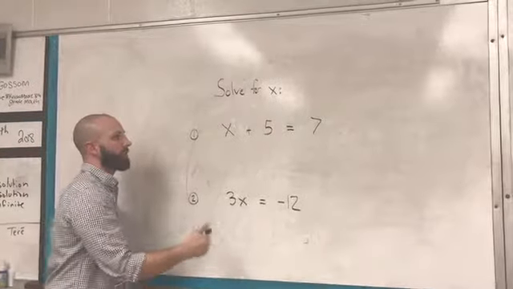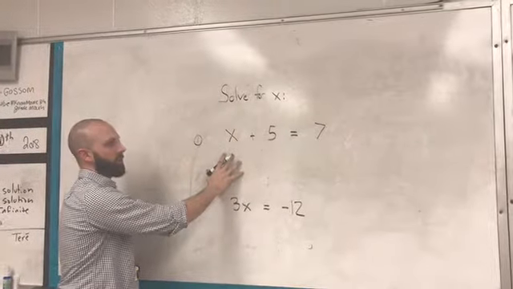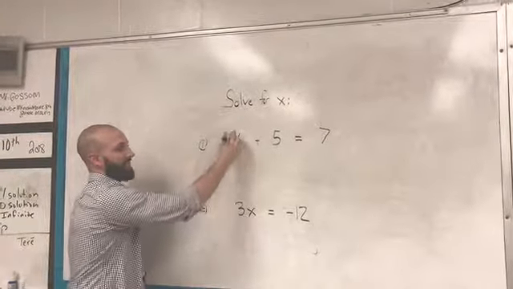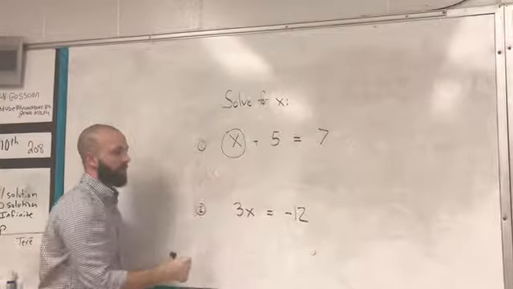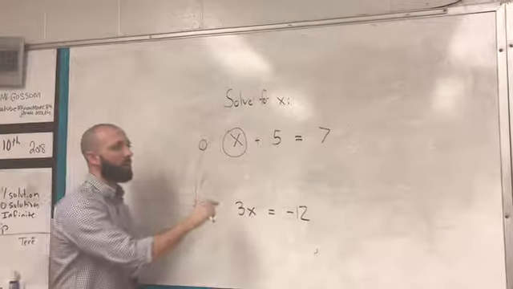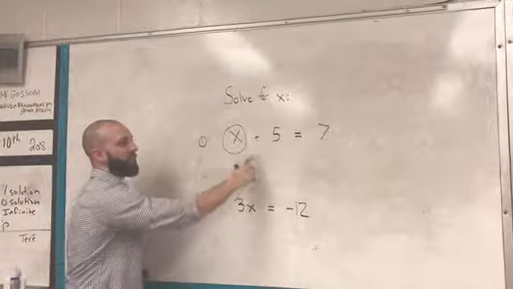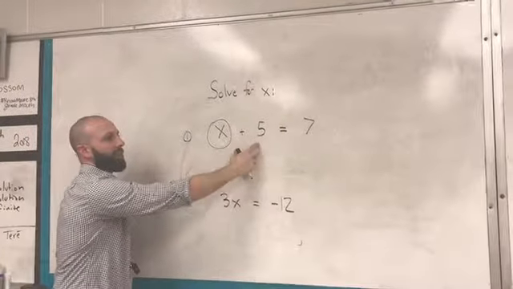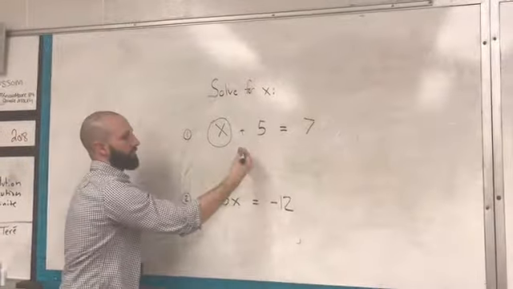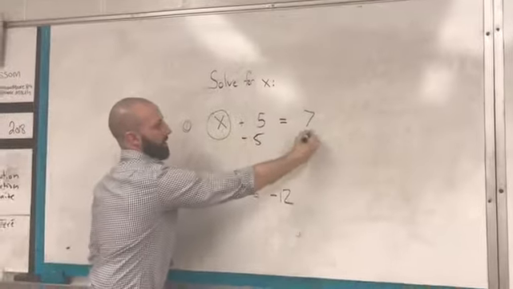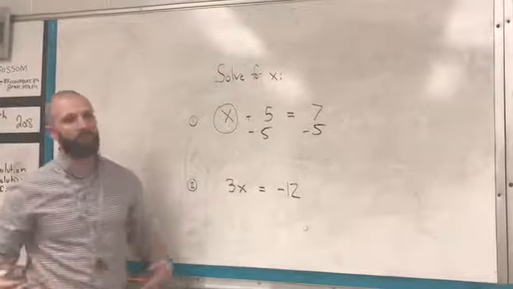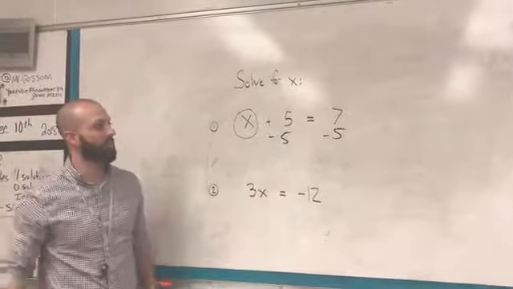So what I want you to do first is find what you're trying to solve for, which in this case is x. The next step is to get rid of everything around the x. So if we have plus 5, we need to do the inverse, which is subtract 5. And if you do it to one side of the equation, you have to do it to the other, because there's a balance that needs to be made.